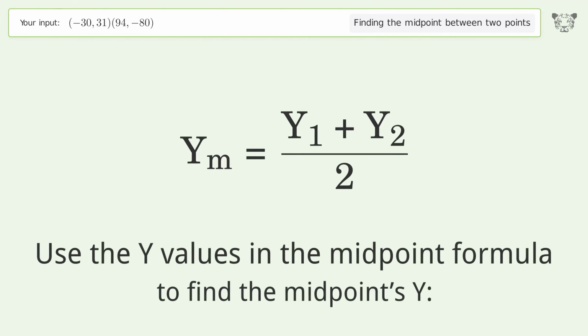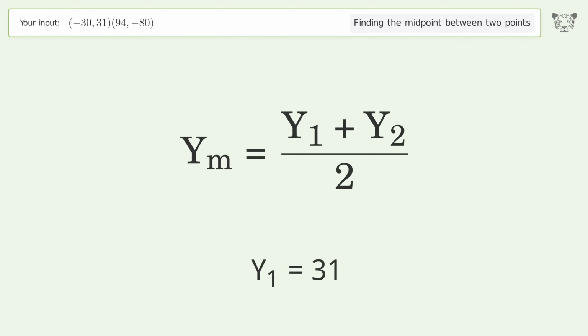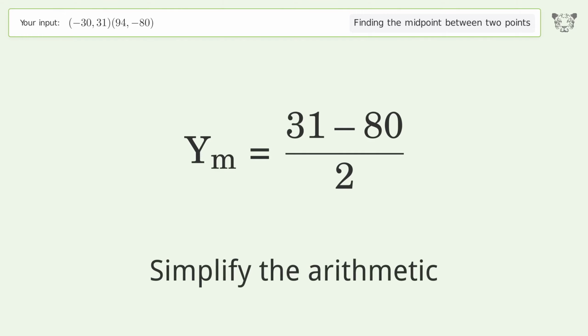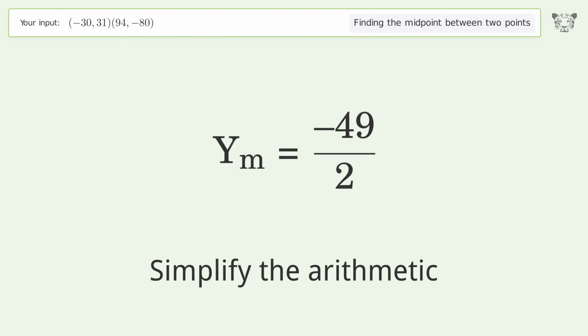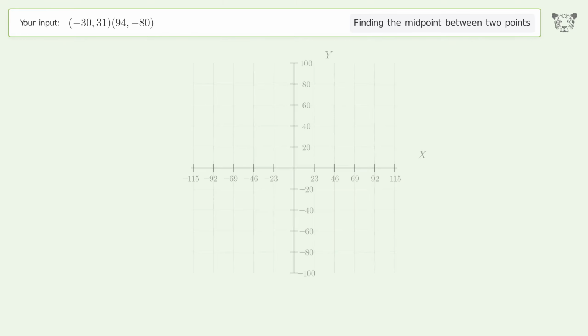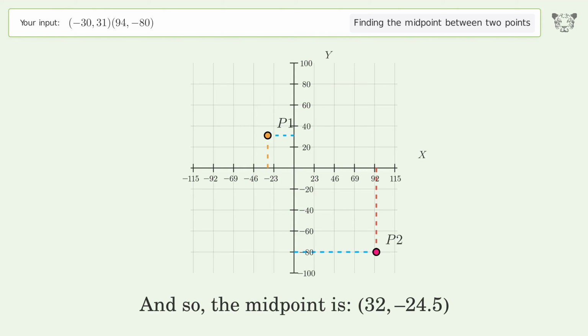Use the y values in the midpoint formula to find the midpoint's y. y1 equals 31. y2 equals negative 80. Simplify the arithmetic. And so, the midpoint is 32, negative 24.5.